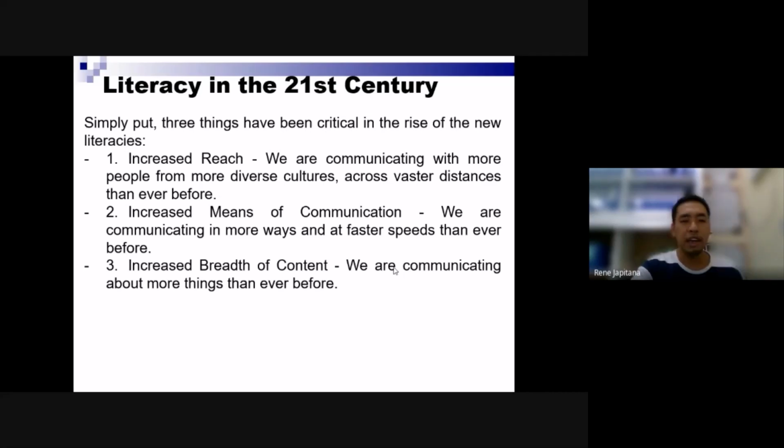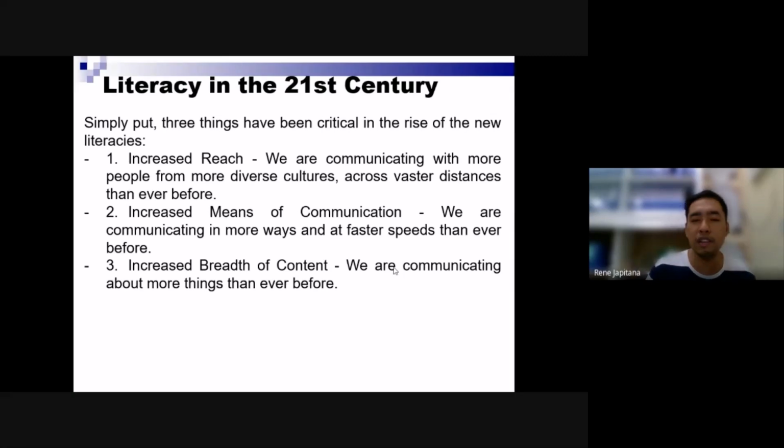Number 3, increased breadth of content. We are communicating about more things than ever before, meaning the content, the talking points, the things that we are going to talk about, have a wide scope. Meaning, what we talk about now has a bigger scope because of the spread of information. From politics, from government, from our daily life, from our different endeavors, we can talk about anything under the sun. Because there are a lot of branches of knowledge that help us understand everything about the world.